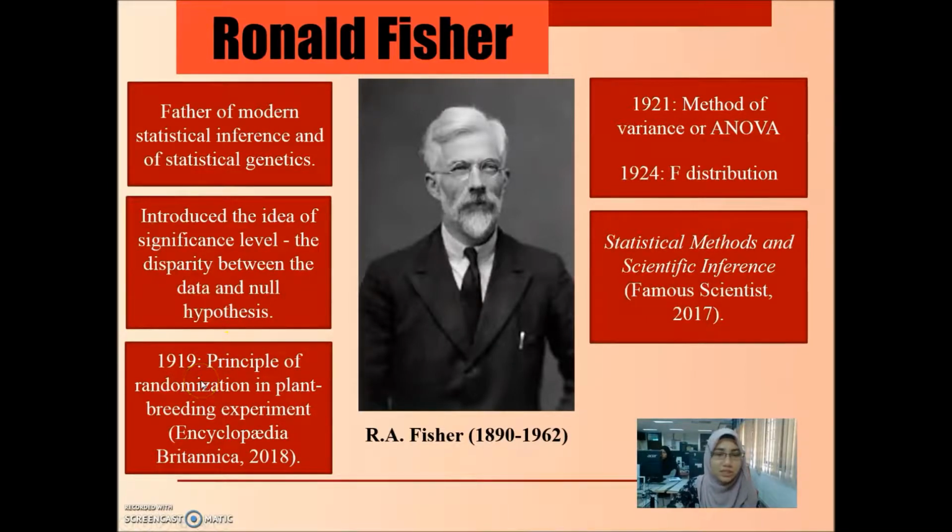Fisher started as a statistician in 1919 at Rothamsted Experimental Station in central England as an agricultural researcher. He used his mathematical knowledge on biological data and invented the tools for modern experimental design. In his plant breeding experiment, he introduced the principle of randomization. In 1921, he introduced the analysis of variance, or ANOVA, and the F distribution in 1924. His book, Statistical Methods and Scientific Inference, was one of the summaries of his statistical work.